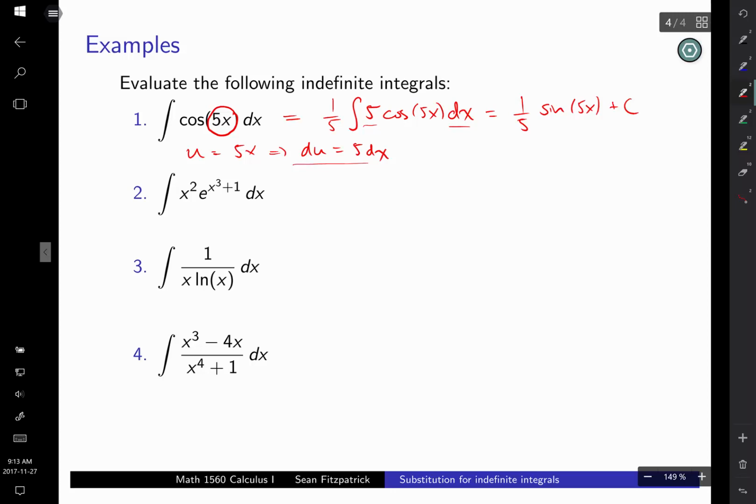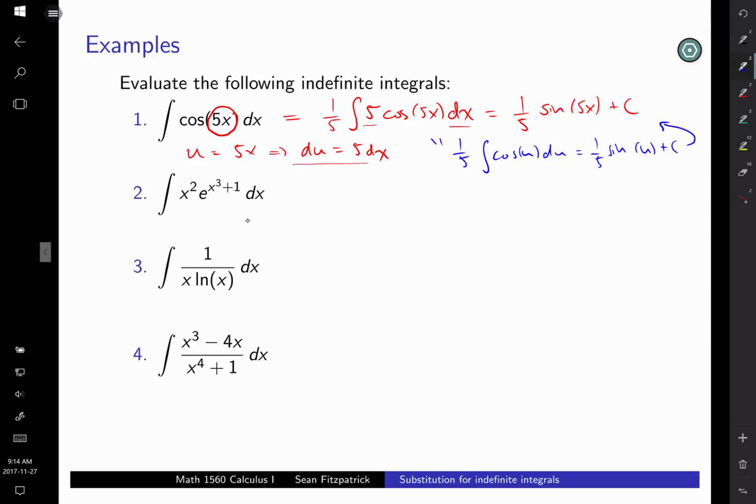And if you didn't notice that, then of course you could do the intermediate step where you say, okay, this is 1/5 times the integral of cos u times du, and then say, okay, that's 1/5 sine of u plus c, and then put back in your u equal to 5x to get to the answer. Alright, next one, similar story.